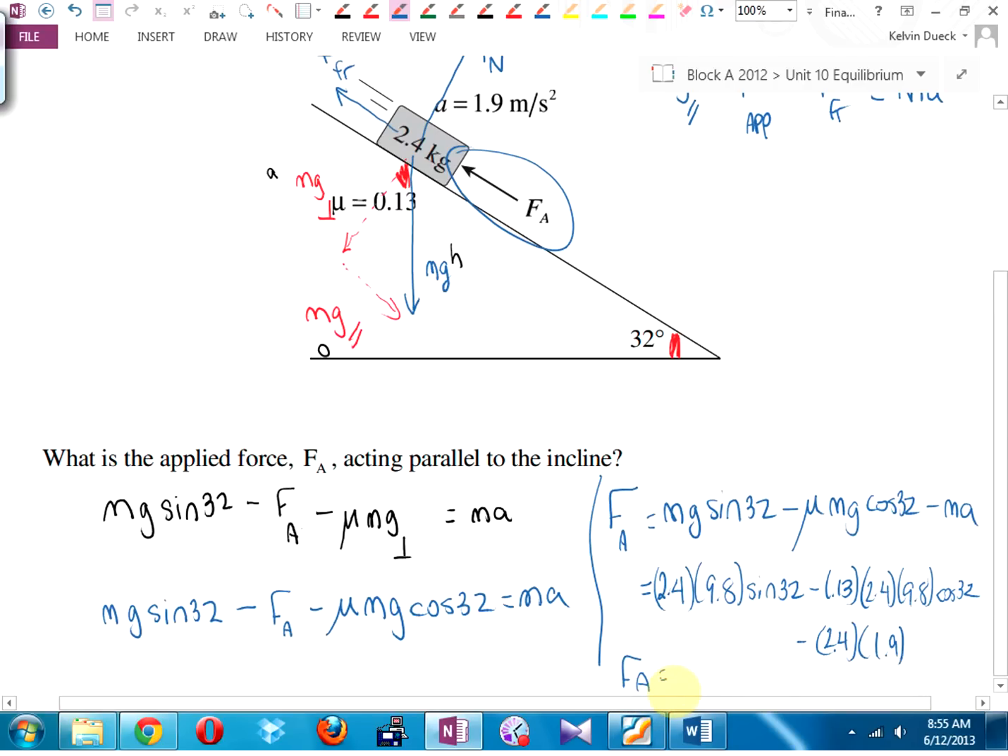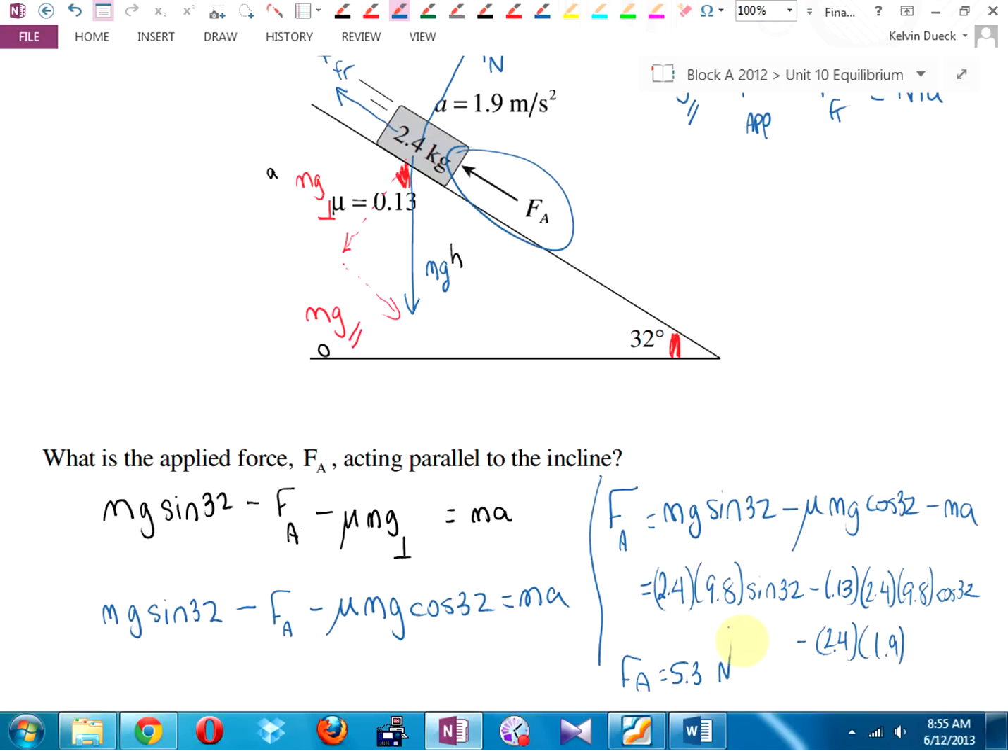$5.3? Anyone else? I need a consensus. I need a better consensus. 5.3, 5.3, okay. Units? It's a force. Newtons. Okay. That's a quick review of almost everything we can throw in terms of forces and angles.